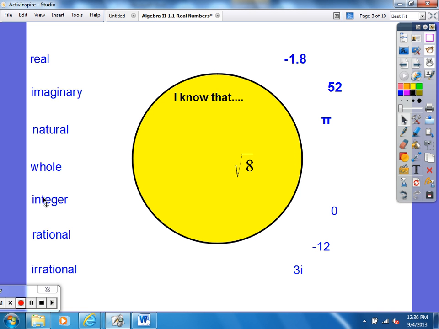You said 2 point something. And I'll tell you this, it's 2 point something, something else, something else, something else. What kind of number is a decimal that goes on forever but does not repeat? What is that? Well, there you go. Irrational. It is irrational. Anybody else know what else it is? It's real. Perfect.